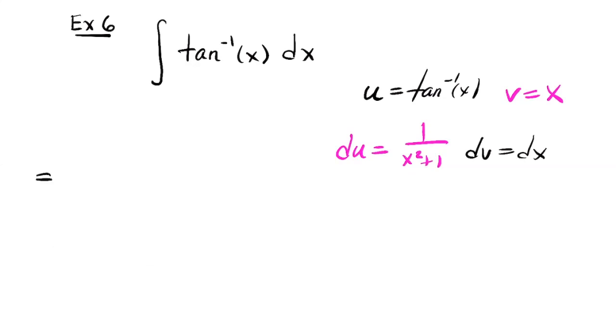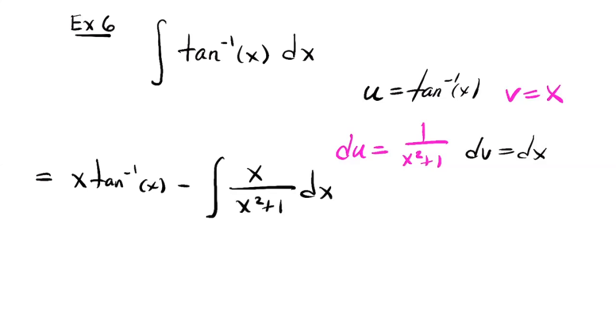Good. uv is x arctan x minus the integral of v du. Aha, look at that. That integral looks a little, oops, sorry about that. And I didn't put my dx. I'm going too fast for myself. So we have to do that integral. That integral involves a substitution.